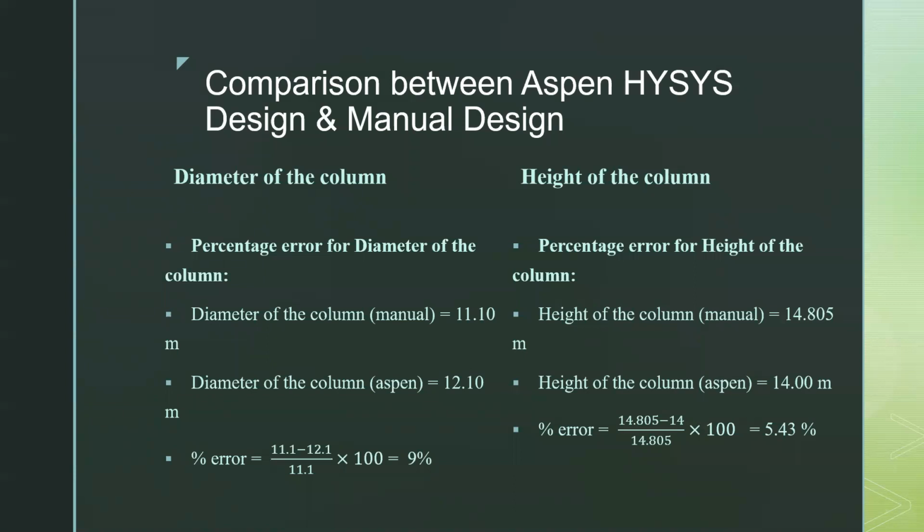Talking about the comparison between Aspen HYSYS and the manual design, I would say both designs were so close. As you can see, we obtained the percentage error for the diameter to be 9% and for the height of the column to be 5.4%, which is acceptable.